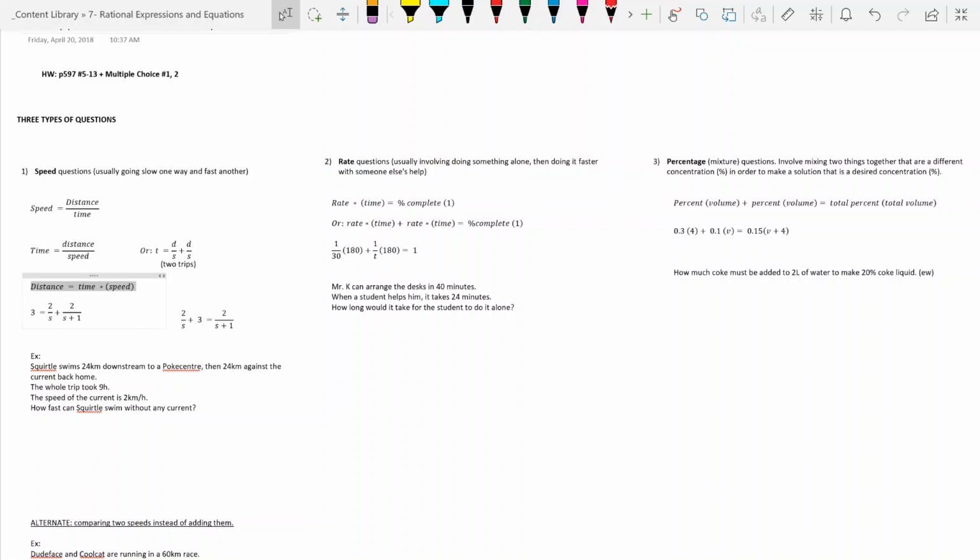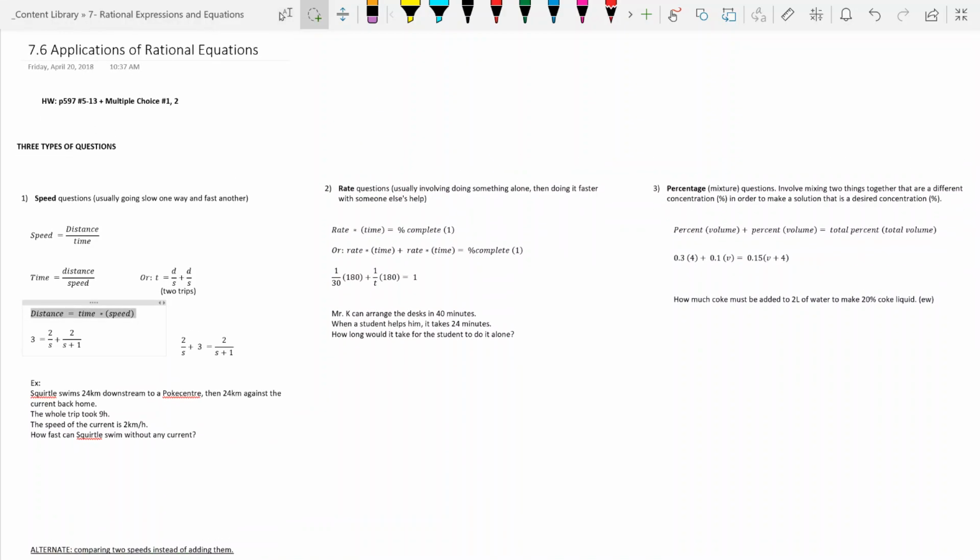All right, so this is the last section in this unit. It's applications of rational equations, which is a fancy way of saying word problems. And no one likes word problems. The reason they're hard is because you have to create the equation which you then have to solve.